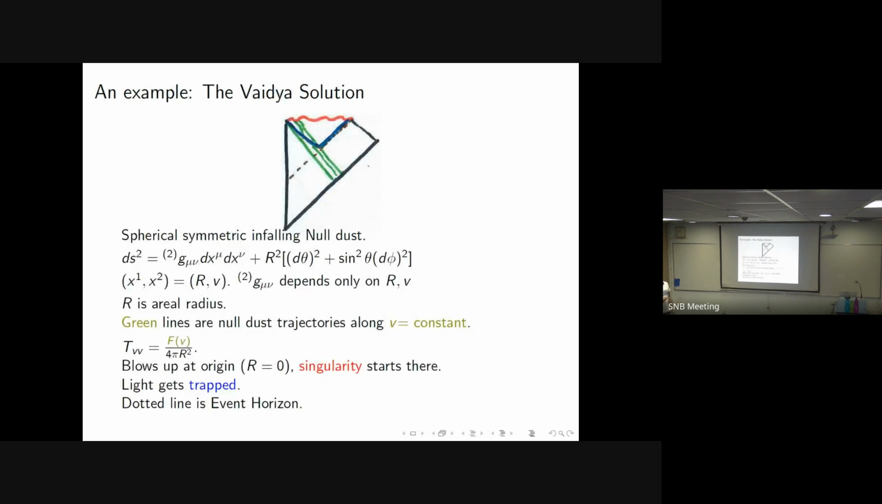Let me give you an example of a black hole solution. And this is an example due to Professor Vaidya, who has probably passed away a few years ago.